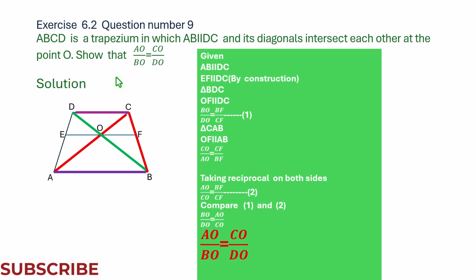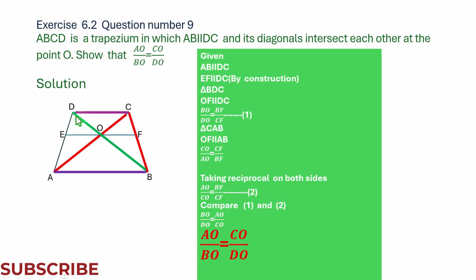Another problem. ABCD is a trapezium in which AB is parallel to DC, and its diagonals intersect each other at the point O. Show that AO upon BO is equal to CO upon DO. Solution. ABCD is a trapezium, BD and AC are the diagonals, intersecting at O. Draw a parallel line through O, EF, parallel to DC by construction. Given AB is parallel to DC, and EF is parallel to DC by construction.